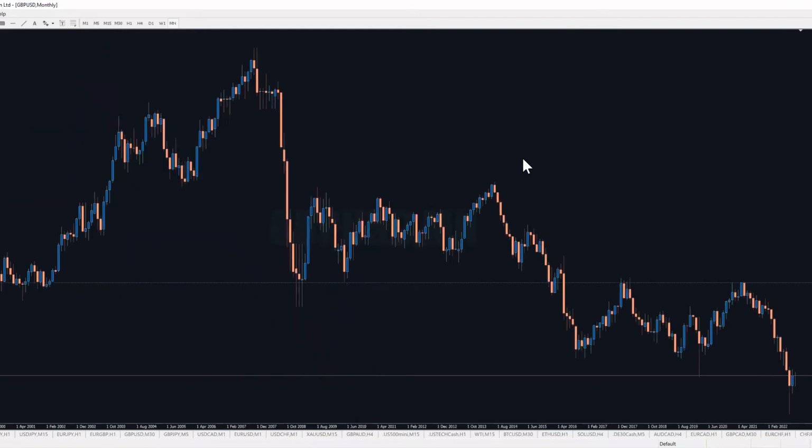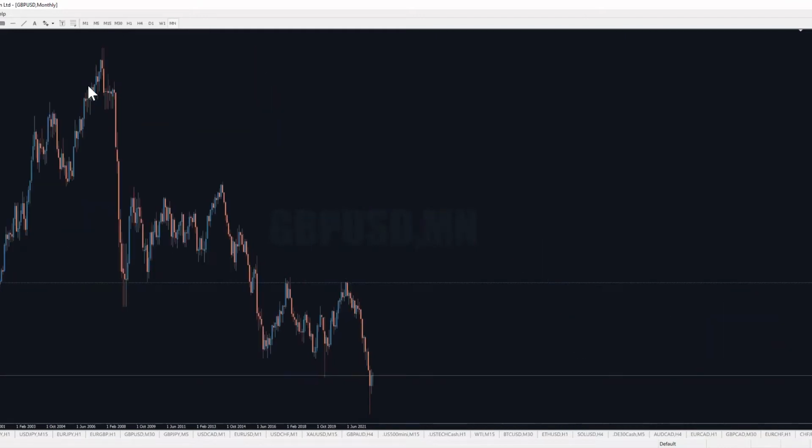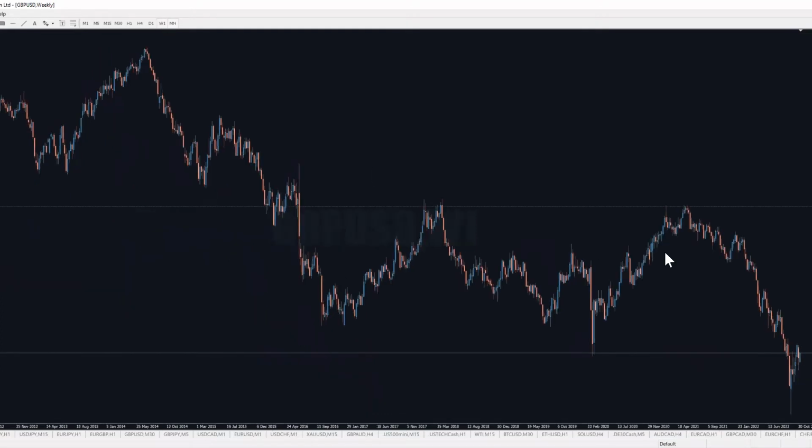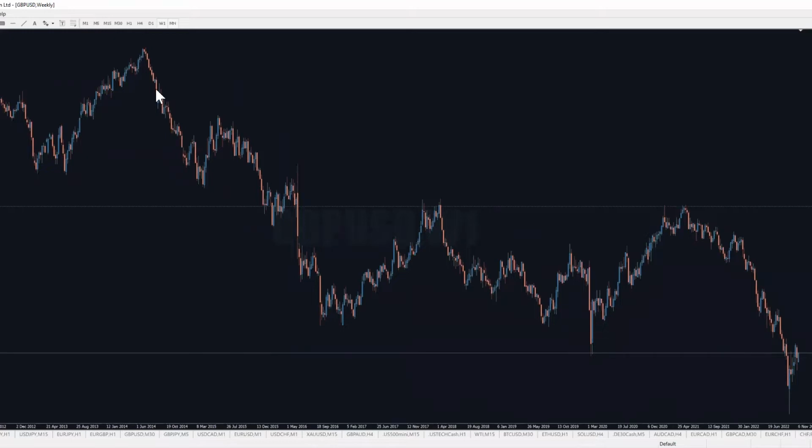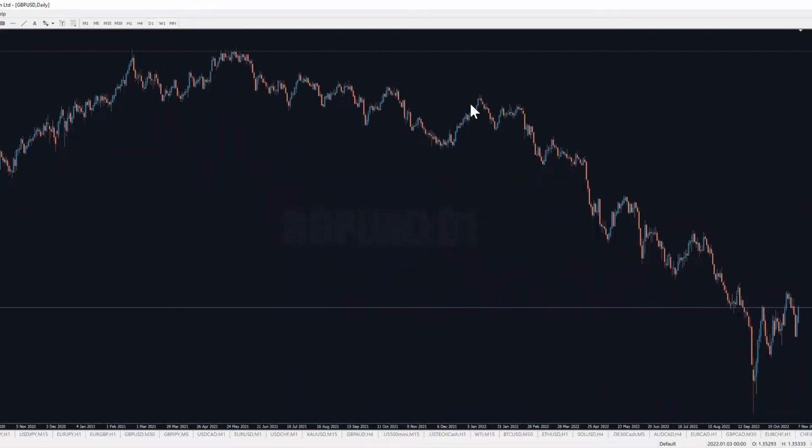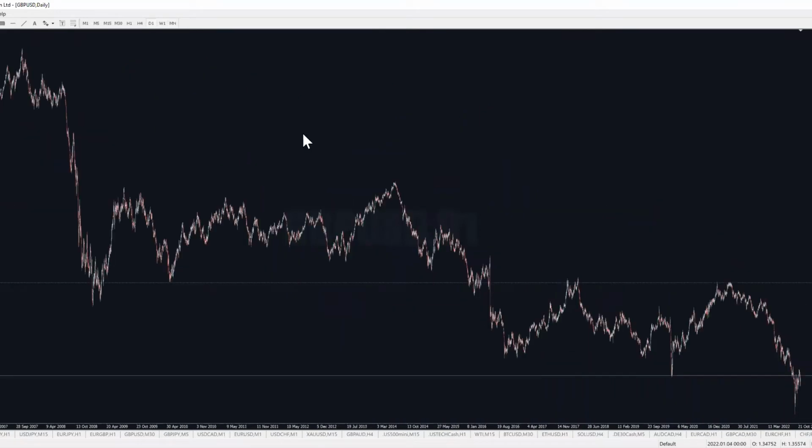So overall, you can see that the pound is in a downtrend, and I'm not going to analyze the monthly, otherwise it will take ages to do that. But let's start with the daily. All right, a few things to consider in here, right?